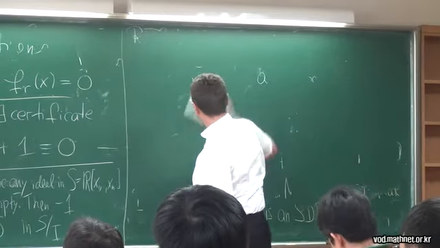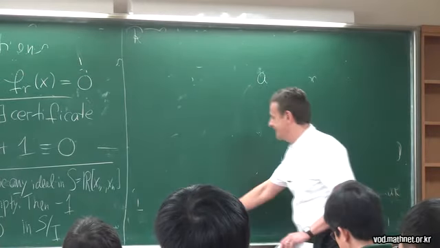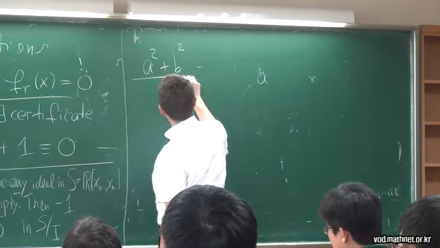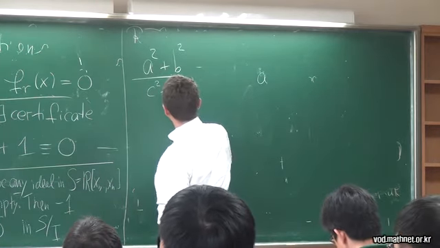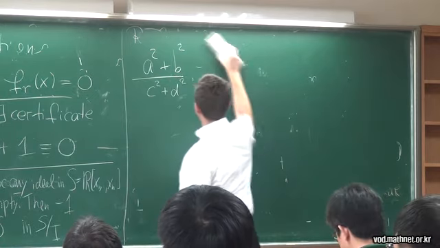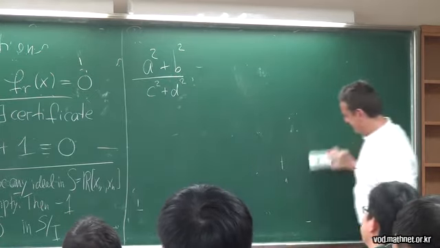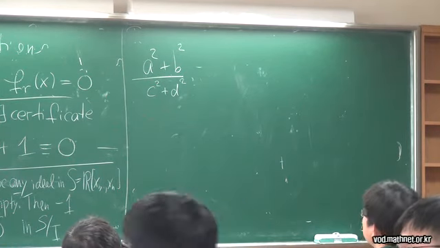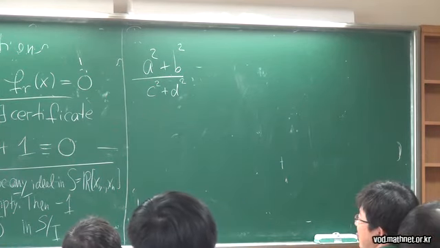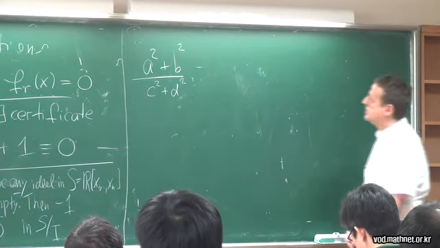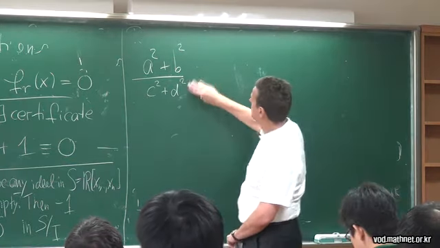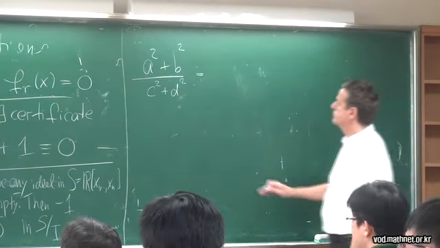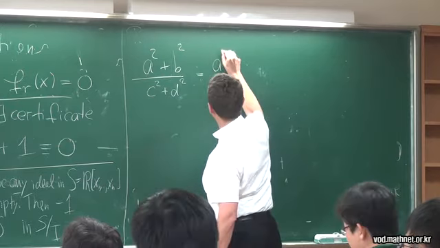Okay, so let's try. Let's try a squared plus b squared over c squared plus d squared. I want to write this, so help me out, Rainer. So I want to write this as a sum of squares of rational functions. So how about, okay, let me start.